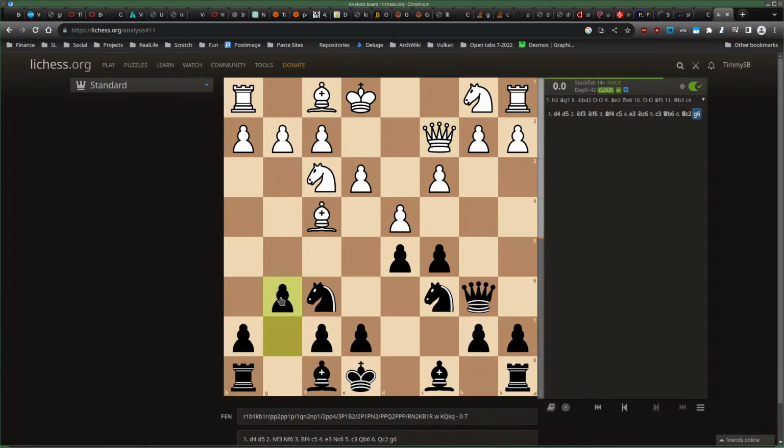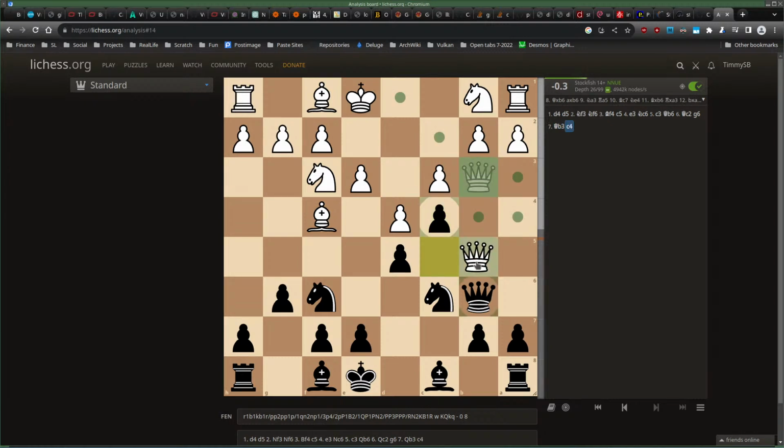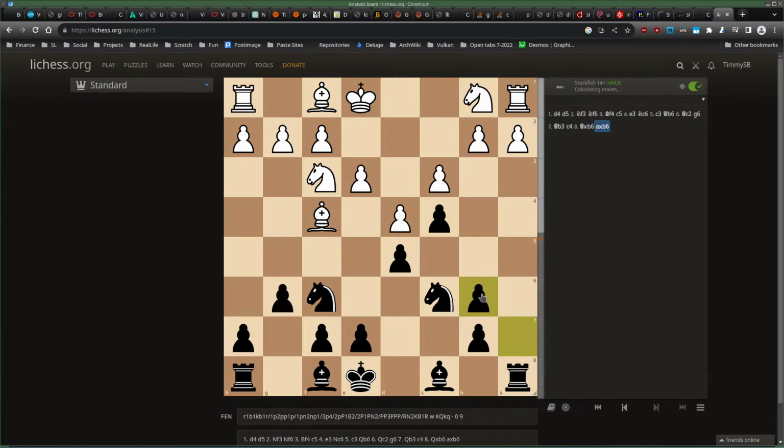I have to play this one. Then he's going to do that. Now I'm better. I have to do this. He takes, according to the computer.